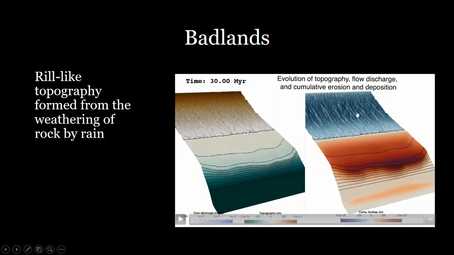And so the Badlands of Badlands National Park used to be near the shoreline and formed as rainfall eroded away the rock and formed this rill structure.